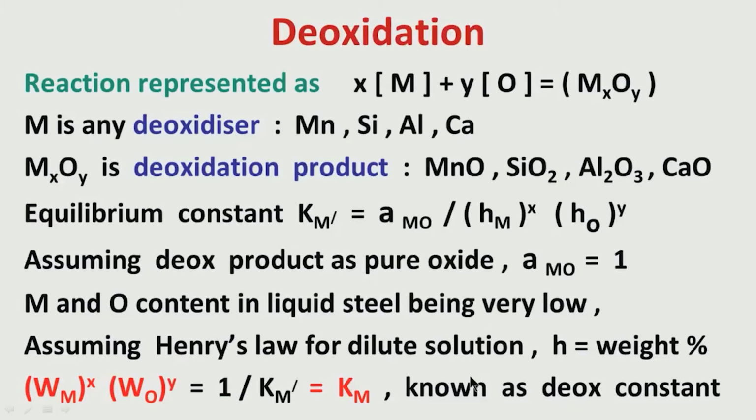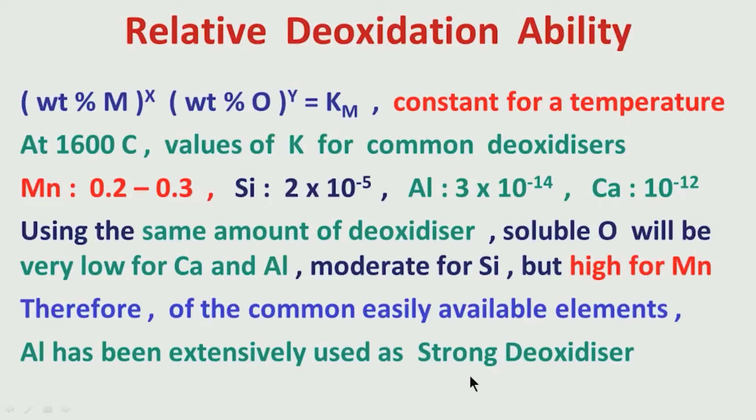Now, if you want to look into what this constant is, what the values of this constant are, that will give an indication of how good the deoxidant is. So, let us go into the concept called relative deoxidation ability.